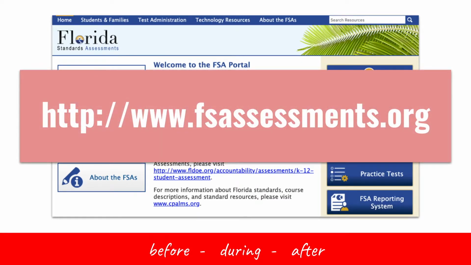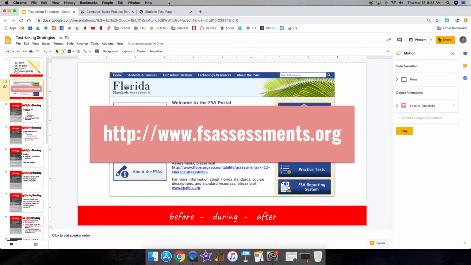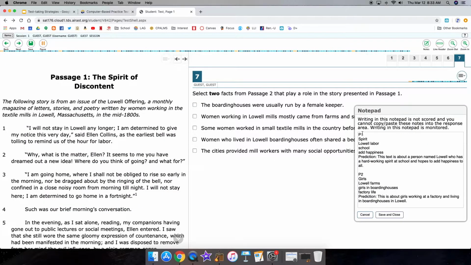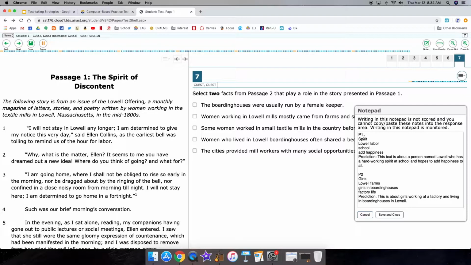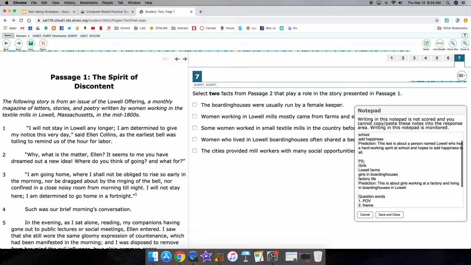So again, if you go to fsassessment.org, you'll find some practice tests. In the previous video, I showed you how to get there. So now I'm going to jump to my already set up test. In the last video, I've already gone through and done a preview and a prediction of each passage, passage 1 and 2. I've collected preview words and made a prediction. I collected preview words from passage 2 and made a prediction.